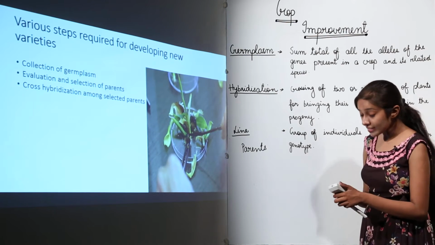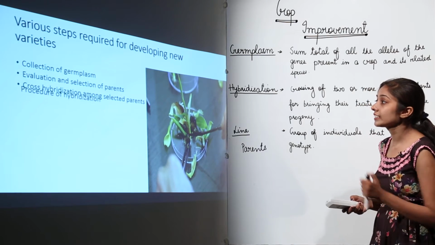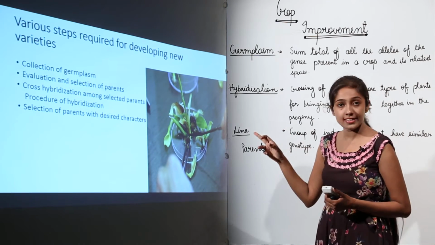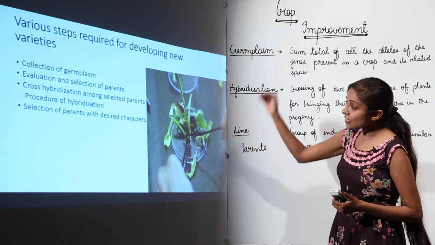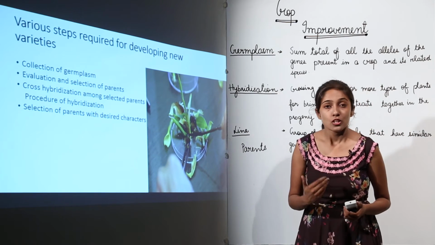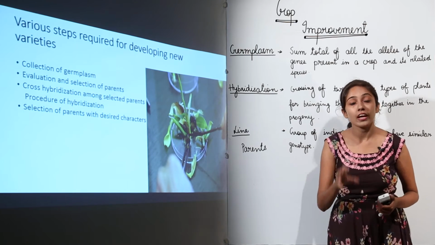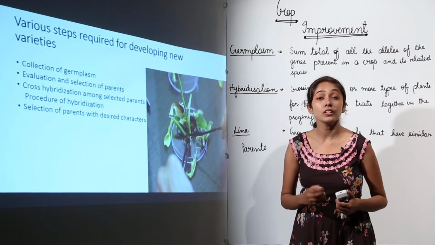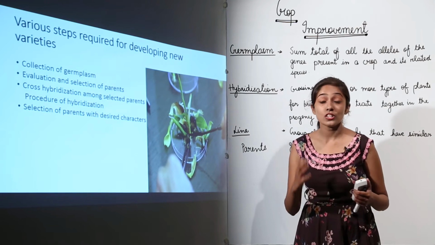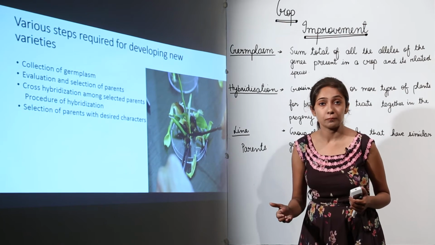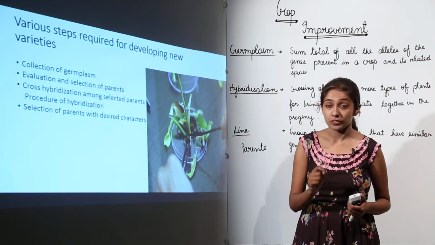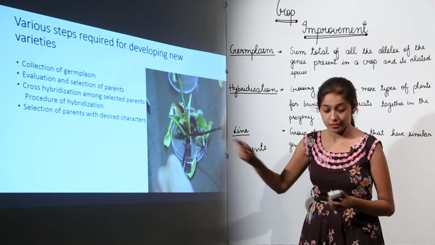Now what is the procedure of hybridization? Let's discuss the procedure. First of all, selection of parents with desired character. As a whole, everything revolves around the selection of the parents. So the desired character should be there in the parents. As I told you, for example, you want longer grain rice. So you will select the parents based on what you desire in the progeny, right? So selection of parents with desired characters is very important. This is the first step of hybridization, remember this.